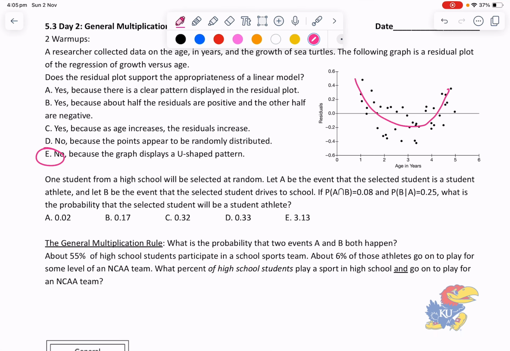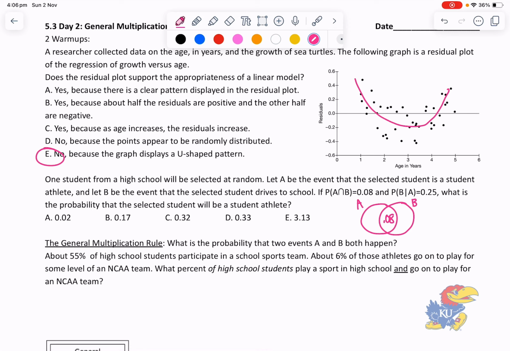All right, one student from a high school will be selected at random. A is the event that they're an athlete. B is the event that they drive to school. So the intersection is 0.08. Let's call that A and B. And the probability of B given A is 0.25.